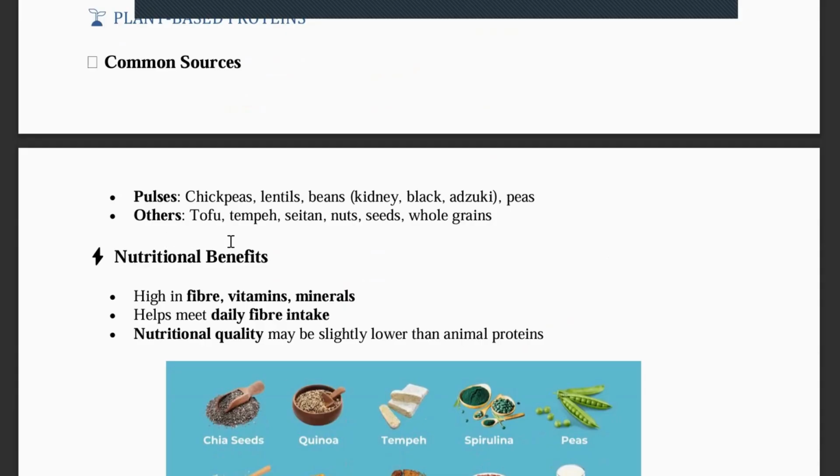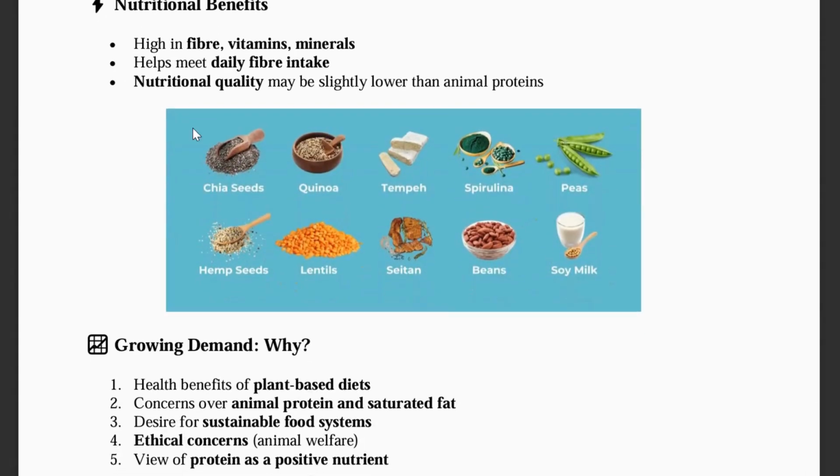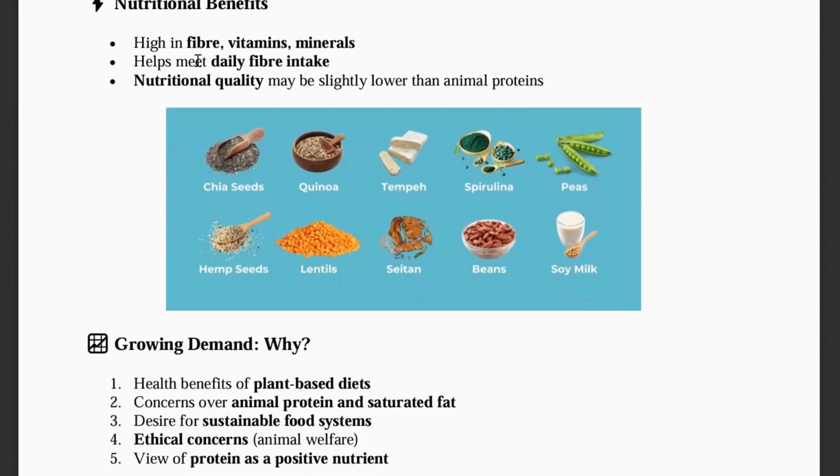Plant-based proteins. So apart from this, where do we get them? We get them in the pulses, that is in chickpea, lentils, beans like kidney, black or peas, and other things like tofu, nuts, seeds, whole grains. Next, nutrition benefits: it has high fiber, vitamins, minerals, and helps meet the daily fiber intake of our body. Nutritional quality may be slightly lower than the animal proteins.